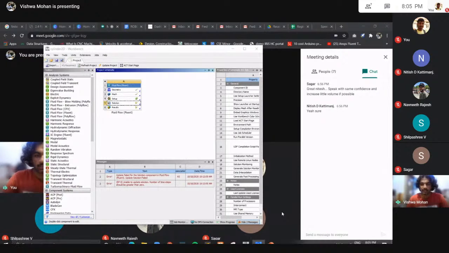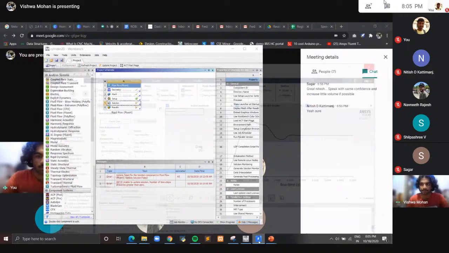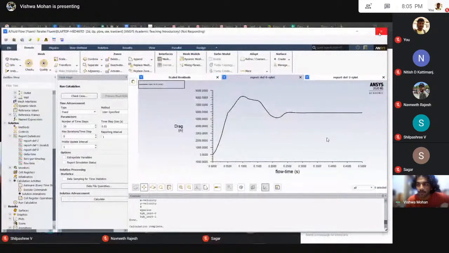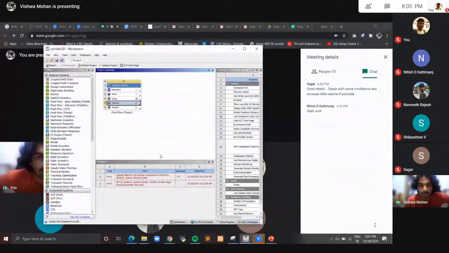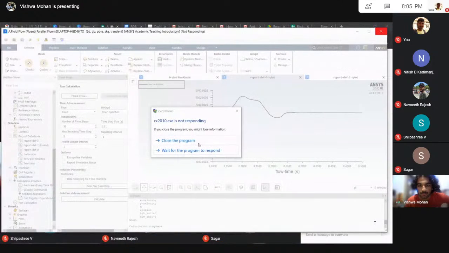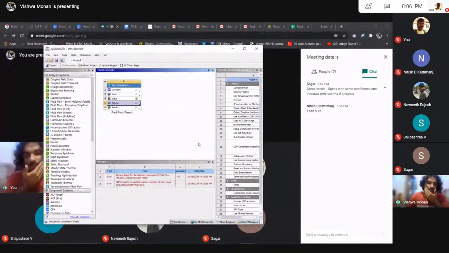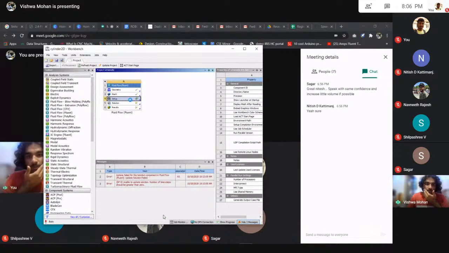But basically there's the setup part. It's not responding right now, so it's going to be hard. Let's just wait for a while. Close this program. This is another thing that you have to be patient with, the fact that these softwares are really heavy softwares, and they're going to take some time to respond.